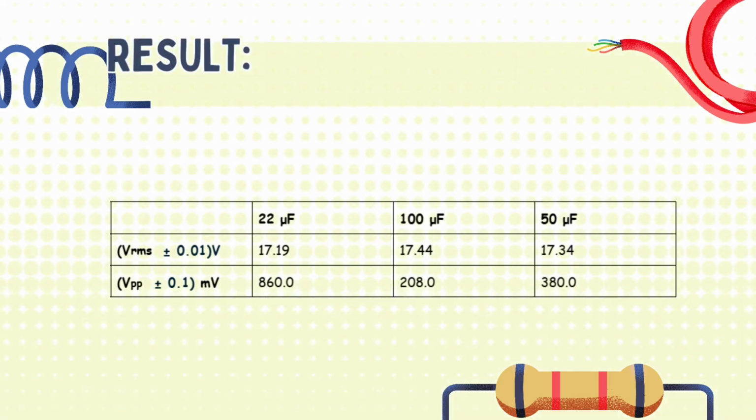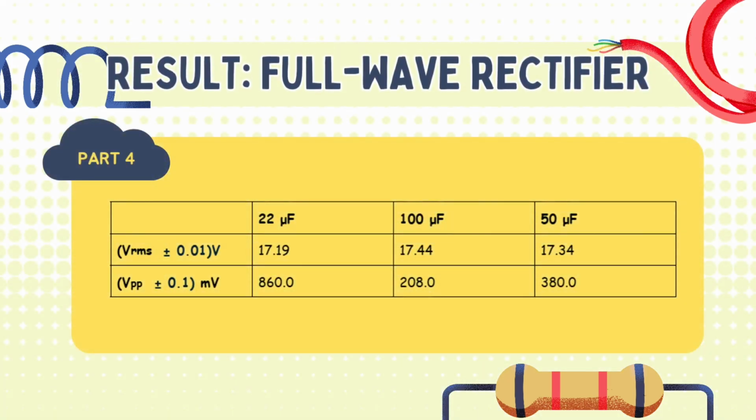For part 4, we measure again with different capacitor. For the 22 microfarad, we get the VRMS is 70.19 and the peak-to-peak voltage is 860. For the 100 microfarad, we get the VRMS is 70.44 and the peak-to-peak voltage is 208. For the 50 microfarad, we get the VRMS is 70.34 and the peak-to-peak voltage is 380.